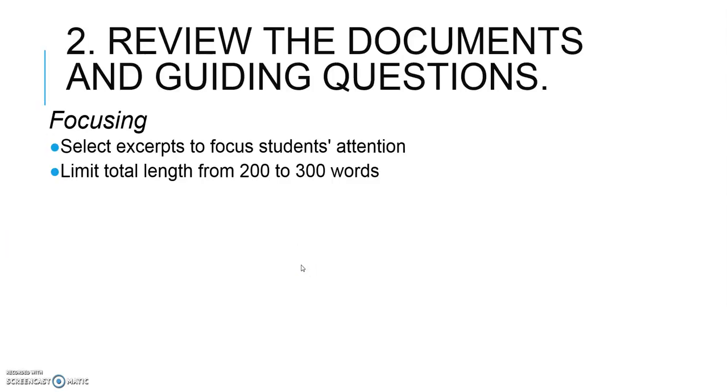First, focusing students' attention. Length does not equal quality in terms of the documents that you'll be giving your kids. If kids can practice a skill and pull out the necessary content in a paragraph, then feel free to shorten the document. You don't need to have them reading 5-page documents every class period. Choose excerpts that are going to guide them in answering the central historical question, and a good rule of thumb is to limit it to no more than 300 words.